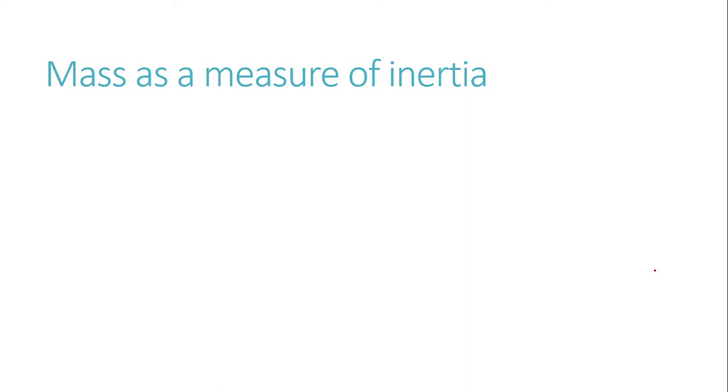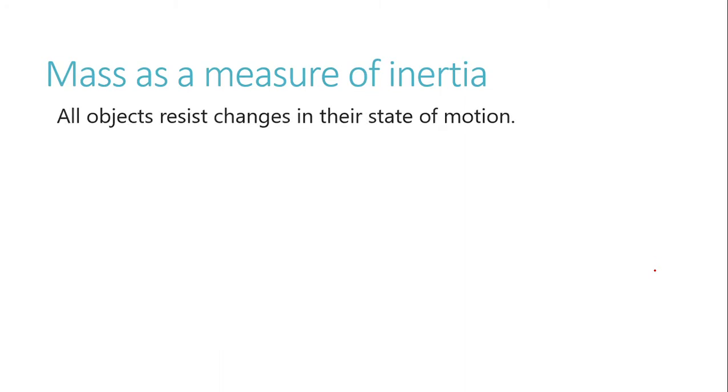Moving forward, mass is a measure of inertia. Now, we are going to talk about the concept of inertia, what exactly is inertia. Before that, there is a need to know that all objects resist changes in their state of motion. If you think about it, let's just say you are going somewhere in your car and you want to stop. So there is some brake that you need to apply.